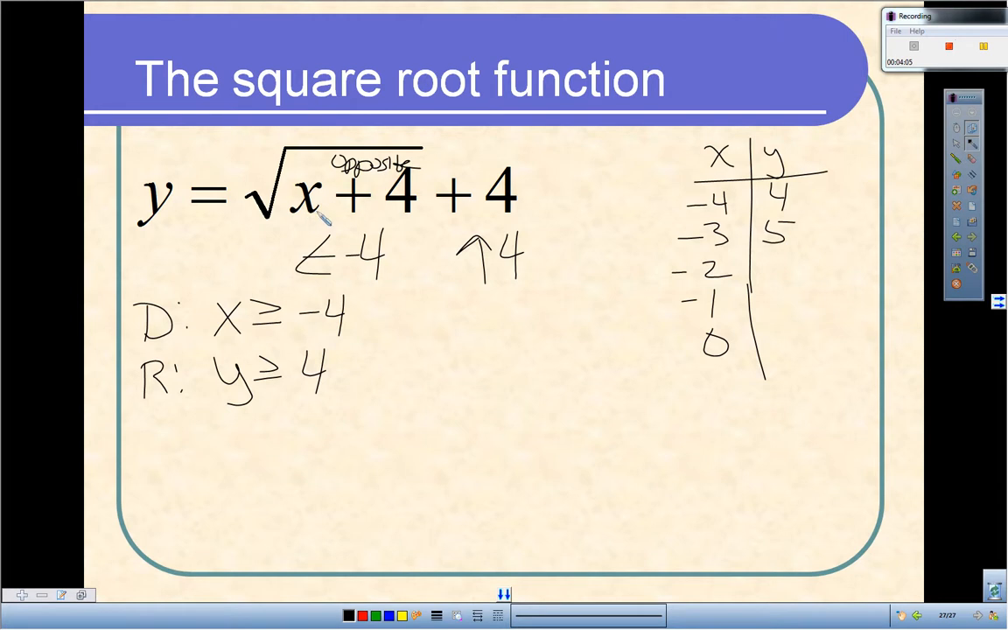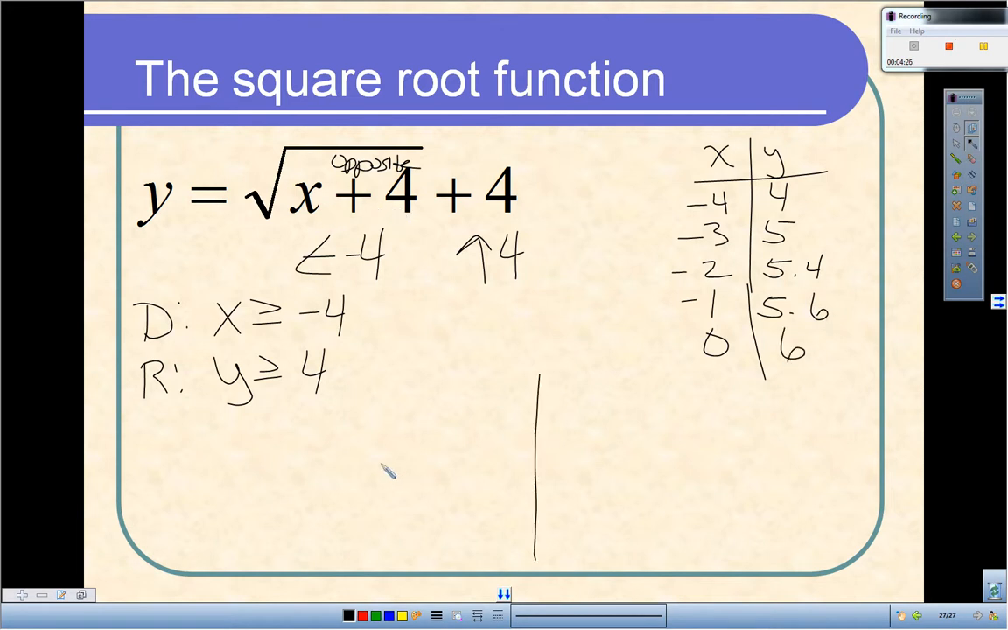Plug in negative 2 plus 4 is 2, the square root of 2 is like 1.4, plus 4 will be 5.4. Plug in negative 1 plus 4 is 3, and the square root of 3 is like 1.6, plus 4, that will be 5.6. And then plug in 0, 0 plus 4 is 4, square root of 4 is 2, 2 plus 4 is 6.